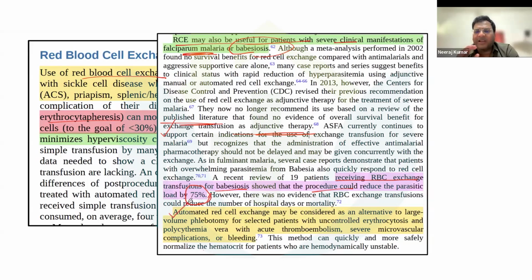Now, automated red cell exchange may be considered as an alternative to large volume phlebotomy for a selected group of patients where the erythrocytosis is uncontrolled and the patient has polycythemia vera with some acute thromboembolic features like severe microvascular complications. So you must keep in mind the cutoff point at which large volume phlebotomy is not required if you are targeting automated cell exchange therapies. So these are a few of the indications. I hope this is clear to you all.